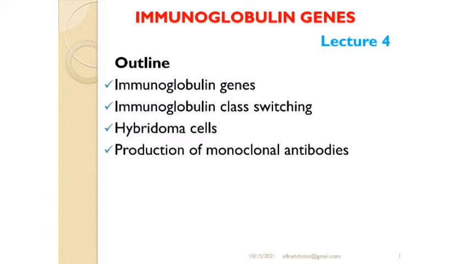So this is our fourth presentation of our ongoing immunology series, and in this presentation we are going to discuss immunoglobulin genes. We shall also discuss the concept of immunoglobulin class switching, hybridoma cells, and how hybridoma cells are used for production of monoclonal antibodies.